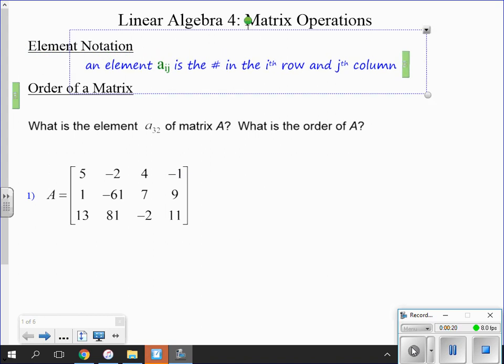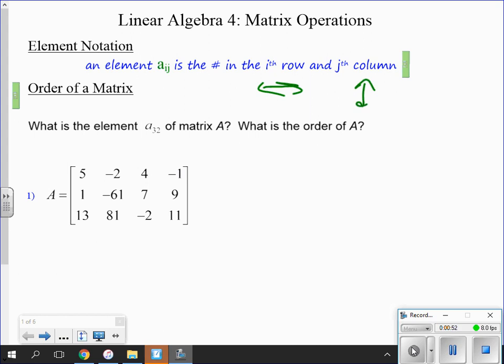Element notation. So if I have a matrix, we have matrix A. A matrix is a group of numbers arranged in an array. An element A sub i sub j, Aij, is in the ith row and the jth column. So rows go across, columns go up and down. Think about columns in front of your house.